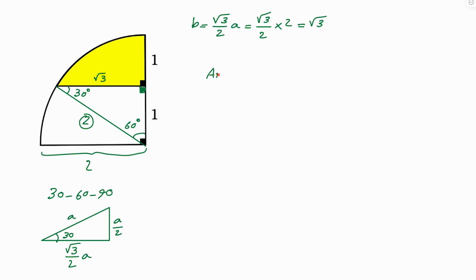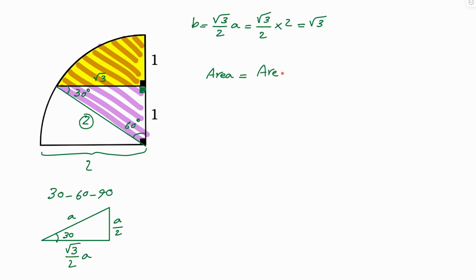So for the area, we have a sector here. So we should find the area of a sector with the radius of 2 and the angle of 60 degrees. And from this sector we can subtract this region, which is a right triangle. So we can write the area of a triangle, and we have the length of these sides.